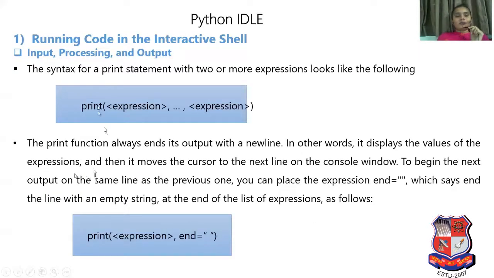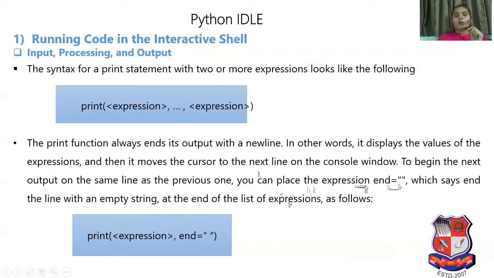Now, in input, processing and output, the syntax for a print statement with two or more expressions looks like the following: print, in brackets, expression, comma, expression, comma, expression. The print function always ends its output with a new line. So whenever we write a print function, it ends with a new line. In other words, it displays the values of the expression and then moves the cursor to the next line.